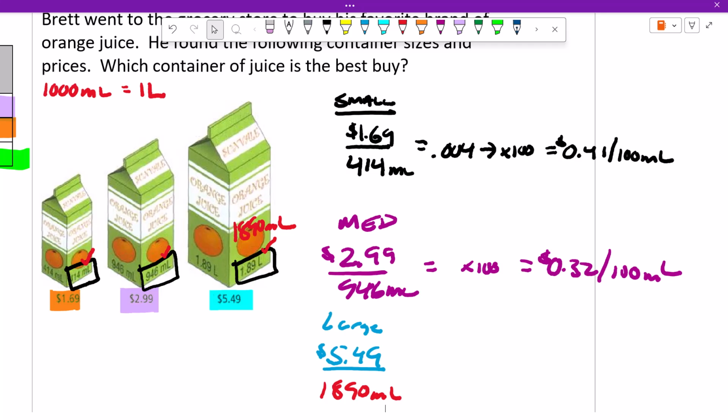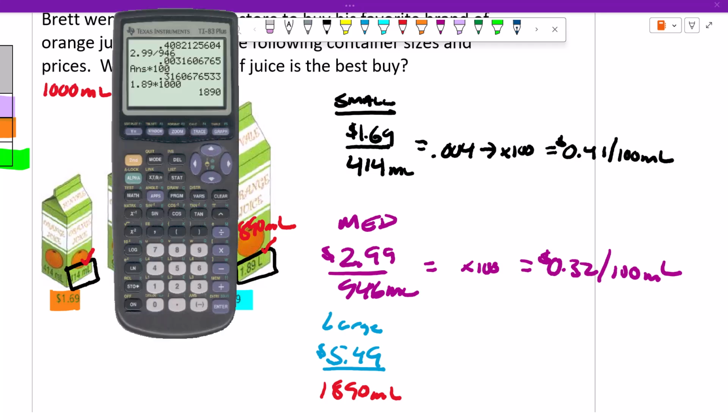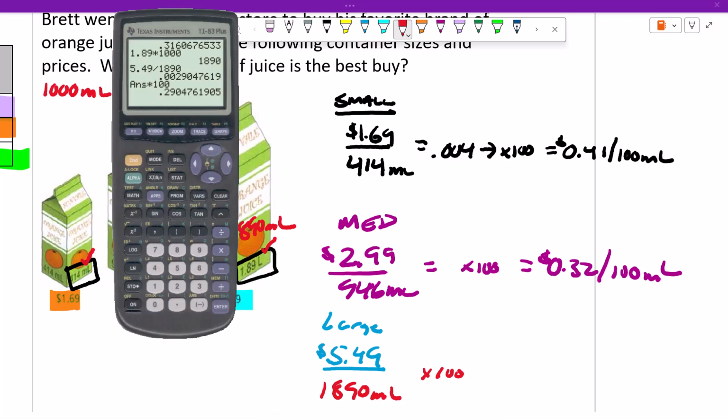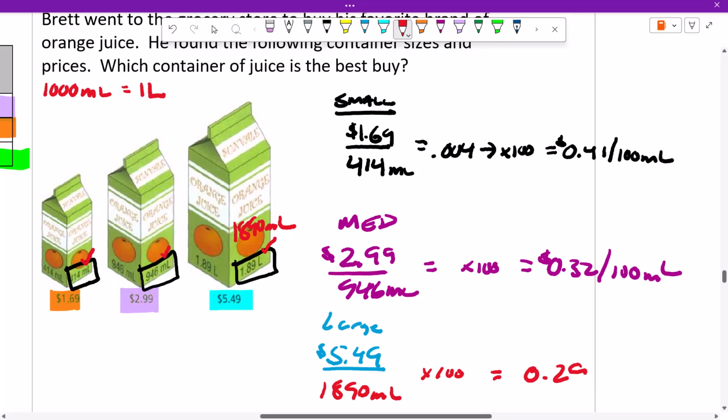Okay, so I'll grab my calculator here and I divide these two, so 5.49 divided by 1,890. You get this decimal, and I'm going to times it by 100. I'll write down my times 100 here. What number do we write down? 2 decimal places? Yeah, Timmy? 0.29. No rounding this time. All right? Per 100 milliliters.